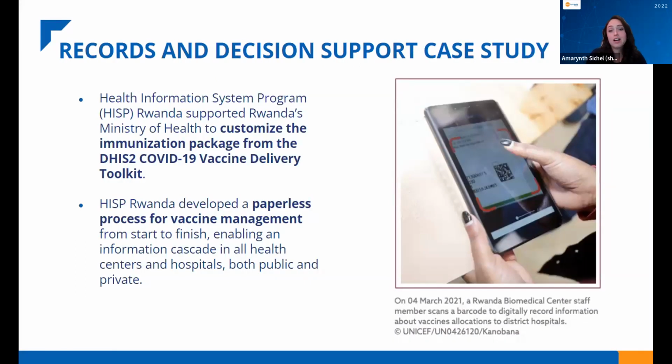And for this, we've got an example from Rwanda, where HISP Rwanda supported the Ministry of Health to customize an immunization package. It was from DIIG, their COVID-19 vaccine delivery toolkit. And they repurposed a whole bunch of local DIIG applications in order to develop a paperless process for vaccine management. And they were able to set up essentially an information cascade that extended from health centers through to district level and up to the national level.